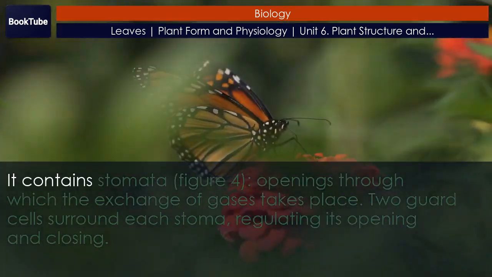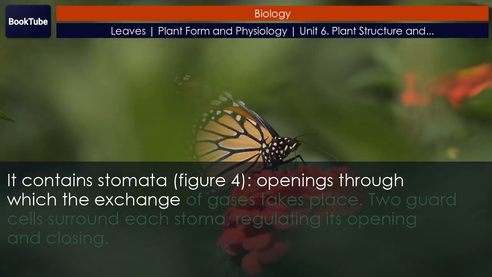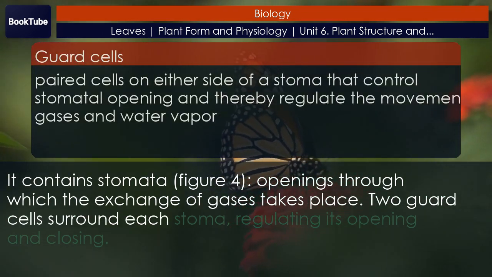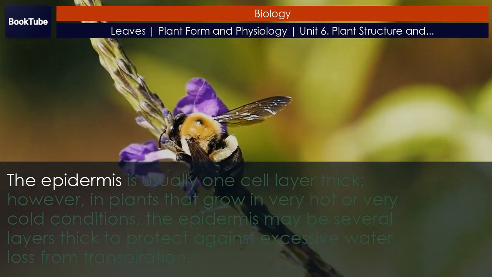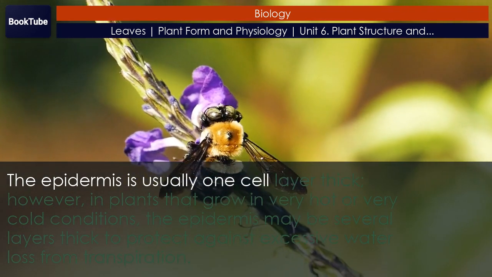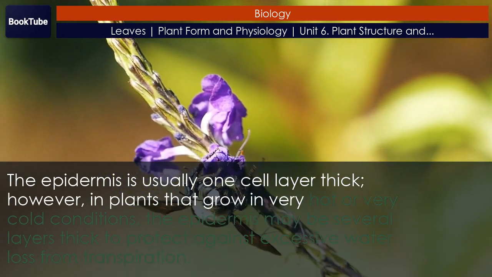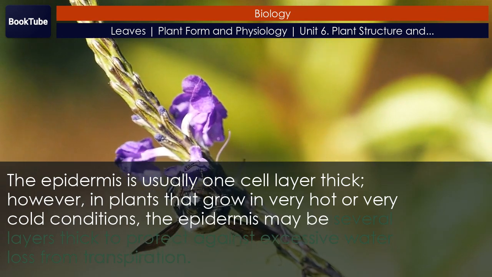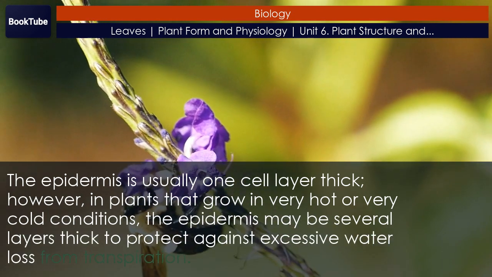It contains stomata. Figure 4. Openings through which the exchange of gases takes place. Two guard cells surround each stoma, regulating its opening and closing. The epidermis is usually one cell layer thick. However, in plants that grow in very hot or very cold conditions, the epidermis may be several layers thick to protect against excessive water loss from transpiration.